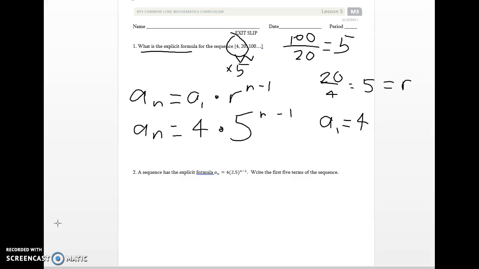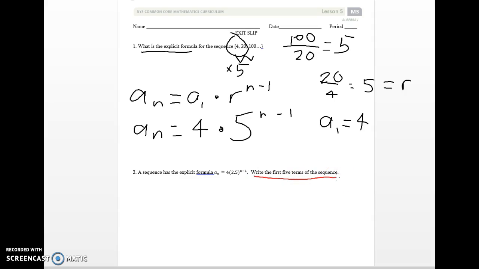Now the next question asks you to go in the other direction. It tells you that the explicit formula is a sub n equals 4 times 2.5 to the n minus 1 power. It asks you to write the first 5 terms of the sequence. Some people wrote the first 4 terms, and I'm not exactly sure why.